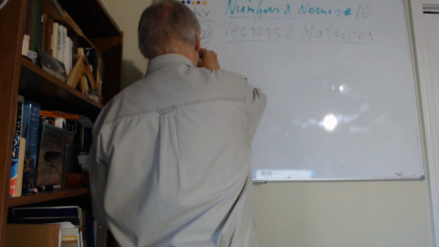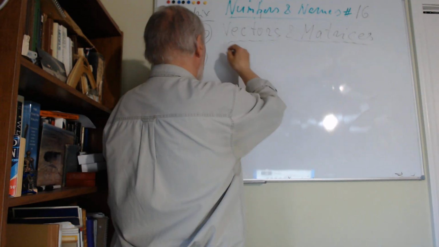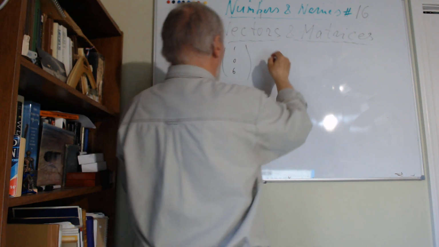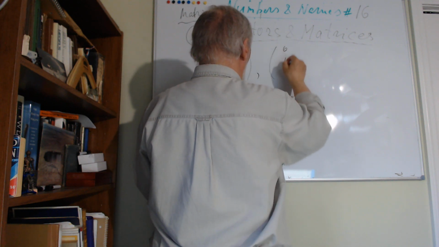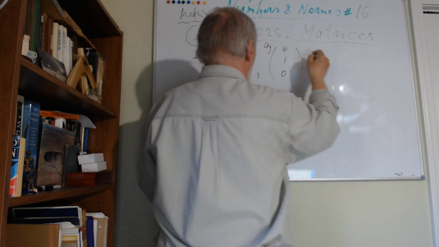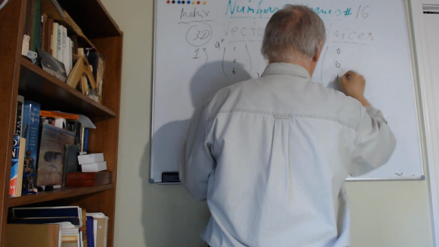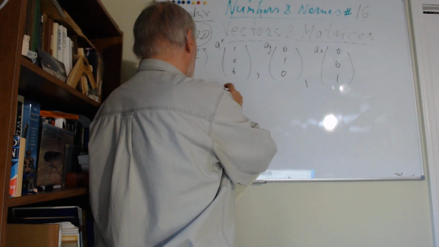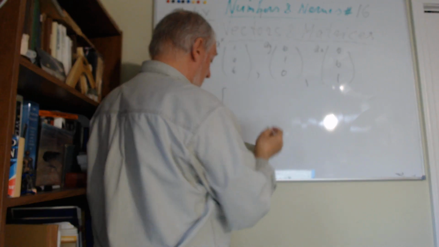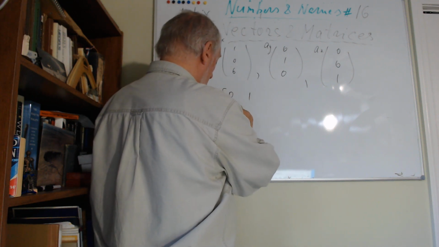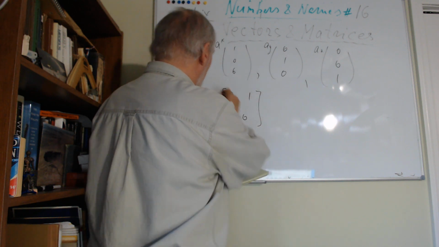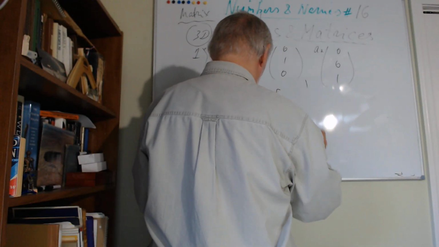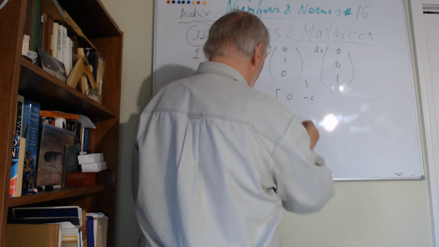The first thing. We have three vectors: 1, 0, 0, which may be AX; then 0, 1, 0, which is AY; and the third is 0, 0, 1, which is AZ. And we have three matrices. One is like this, it is named SX. Another is minus i, remember these complex numbers.